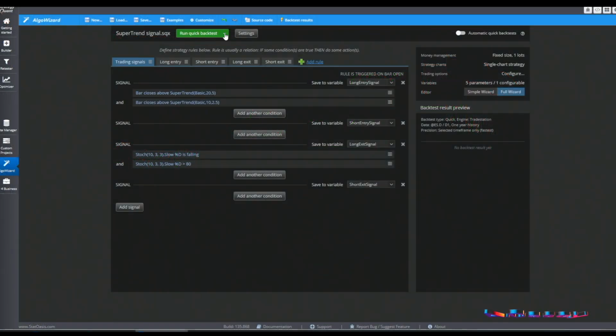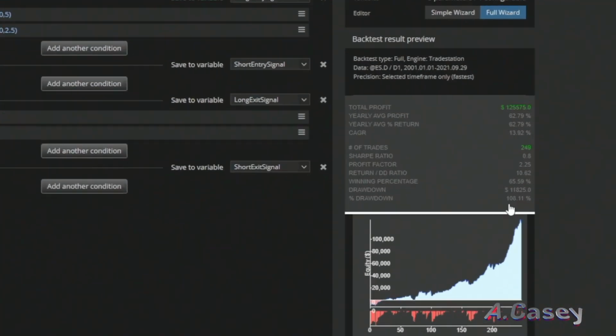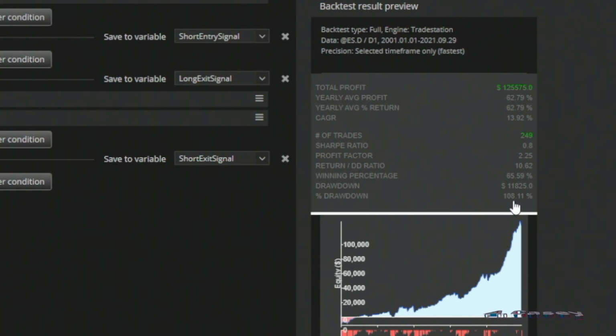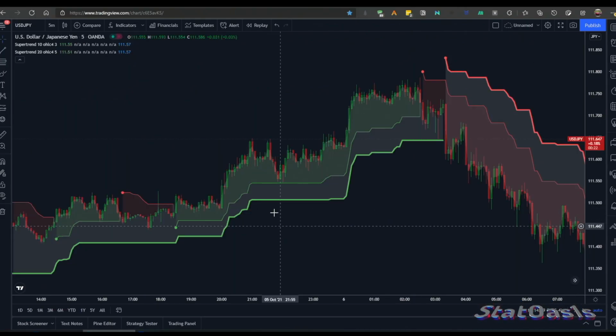And if we test that, again, this is TradeStation on ES, and we can see the strategy is doing really good, but look at this, the drawdown is 108%. So that is of course unacceptable. So we might introduce something else here. So let me get this off.